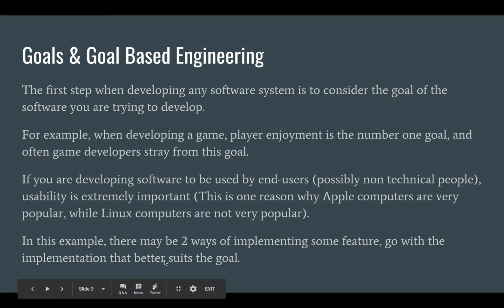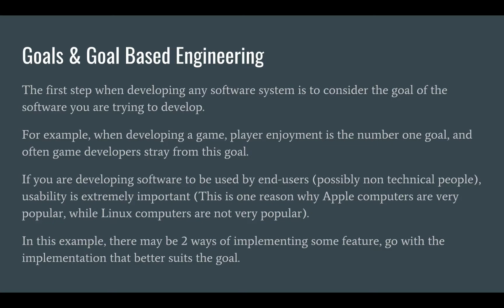So in this example, there may be two ways of implementing some feature. It's always better to go with the implementation that better suits the goal. And hopefully, as you make more programs and write more code throughout your careers, you'll keep this in mind. A lot of times the professor will be looking that you know how to use a certain concept. Here's another goal. So a lot of the time in the homework, I hope that you know how to use something. I don't want you to go and Google how to do something different. I want you to show me that you can do the concept that we just learned in class.